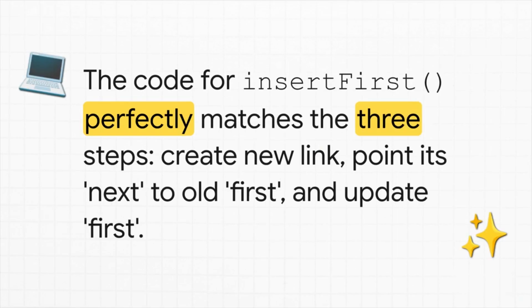And remember that 3-step dance for inserting a new item? Take a look at this code. It's a perfect line-for-line translation of the concept. Line 1, create the new link. Line 2, point its next reference to the old first. Line 3, update first to point to your new link. It's a direct one-to-one mapping of the idea into code.